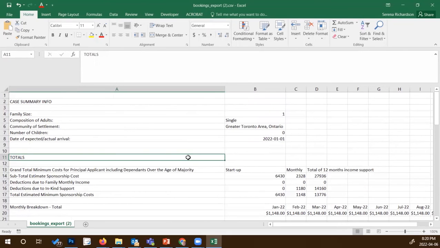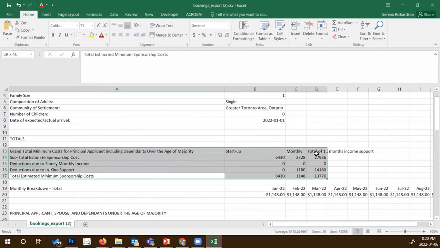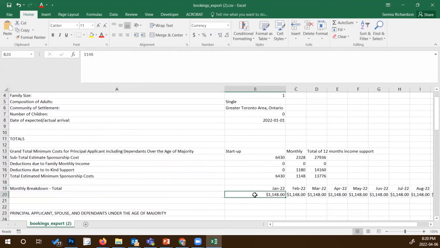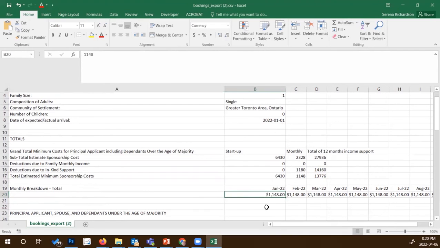So when you take a look at the totals, we've got the grand total for the principal applicant, including dependents over the age of majority. So these are your grand total amounts over here. That's what you would have seen in your summary at the top of the web browser page. Then you have the monthly breakdown total. And this is the monthly breakdown total combined. So this isn't a breakdown for each of them to receive. This is combined, but you aren't necessarily giving the combined amount to them. You actually have to give the amounts to them individually.